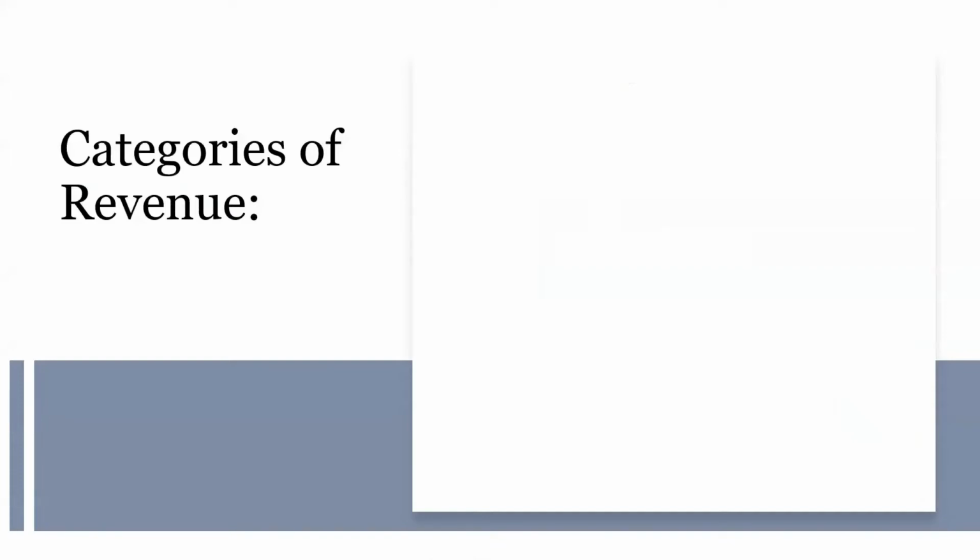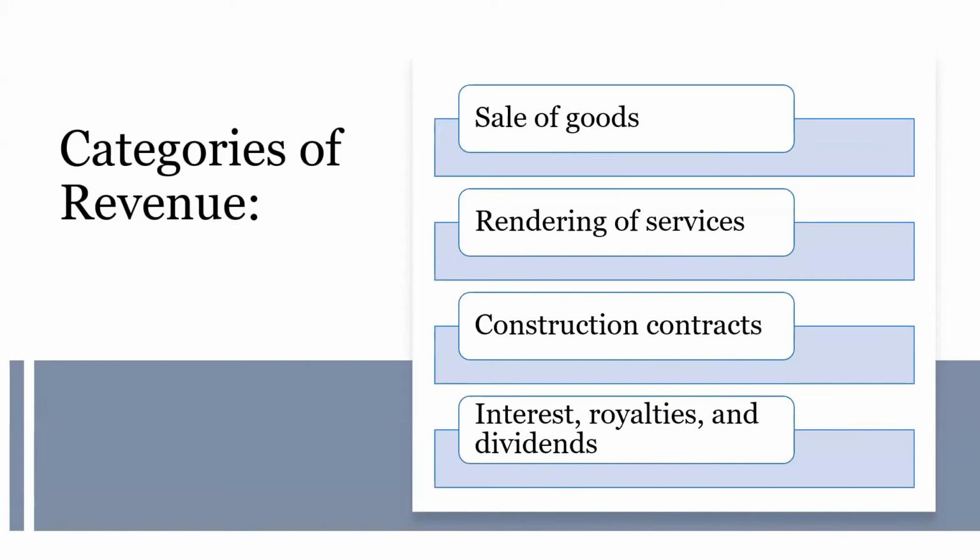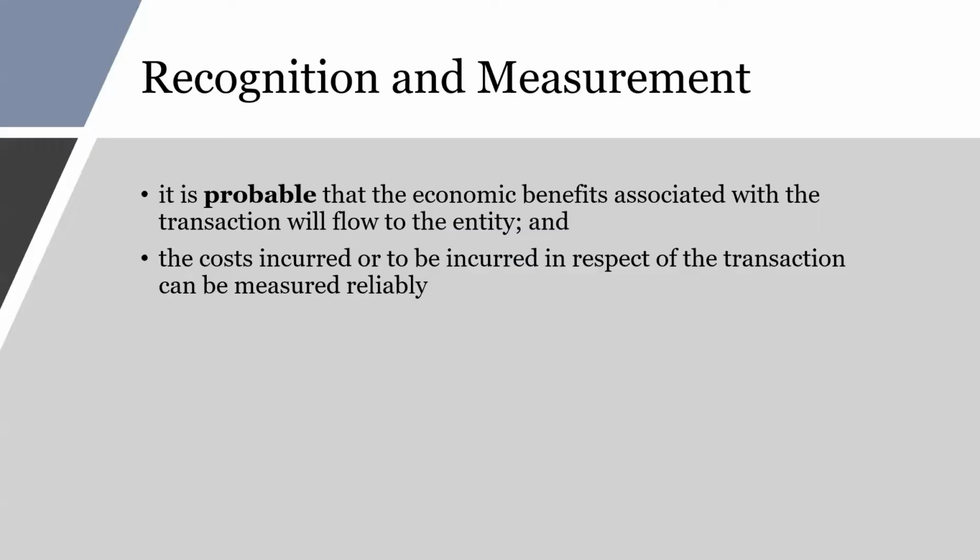So for SME, ito yung categories of revenue. Meron tayong sale of goods, rendering of services, construction contracts, interest, royalties, and dividends. So as to recognition, recognize na tayo if it is probable na may economic benefits will flow into the entity, and yung cost incurred or to be incurred in respect of the transaction can be measured reliably.